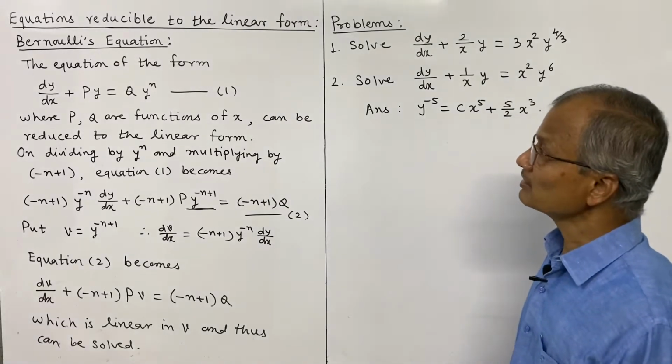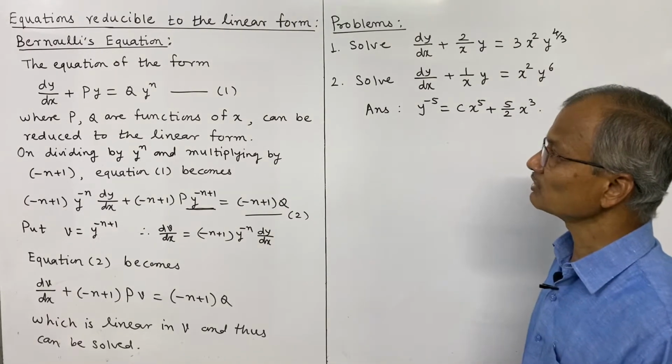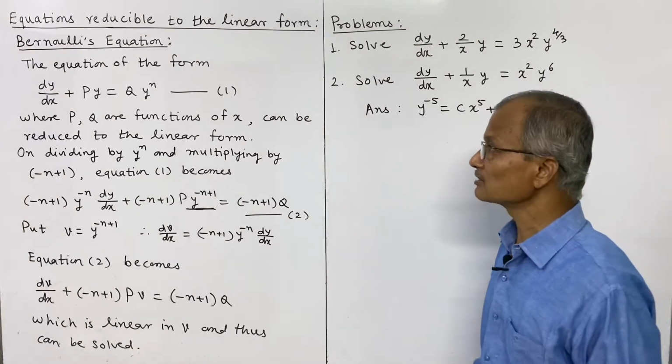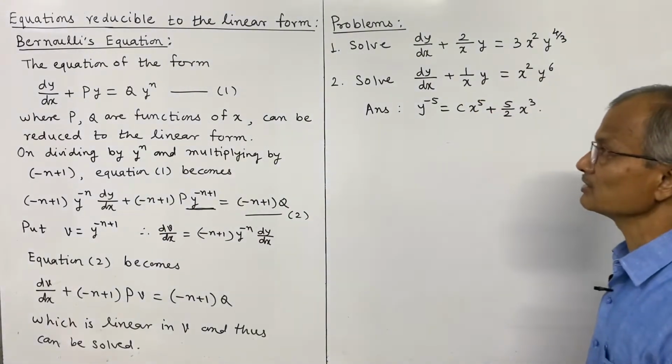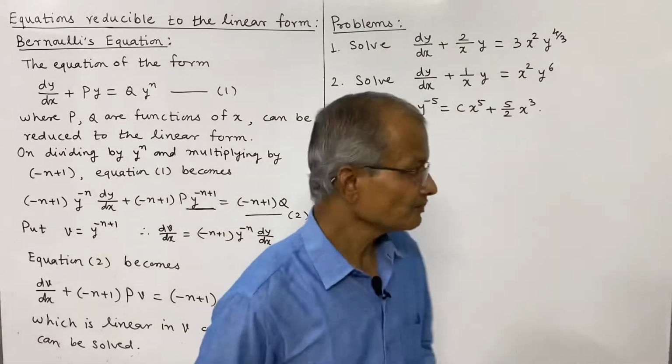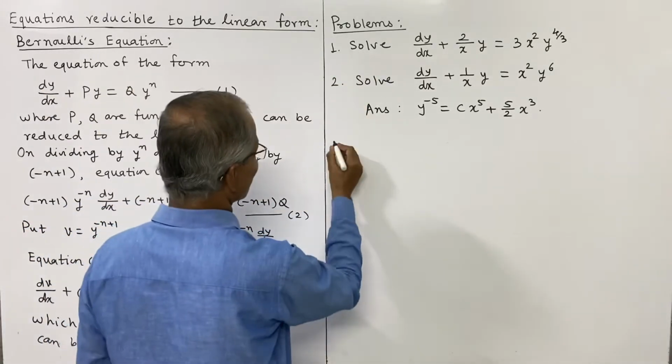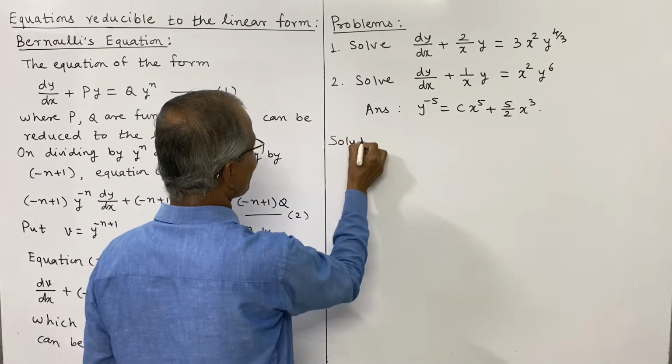So these are the types of equations which can be reduced to linear form, and these equations are also known as Bernoulli's equation. Now we shall solve the problems. I have written the problems here. We solve the first one. Solution for the first.